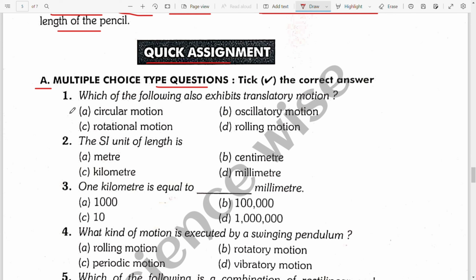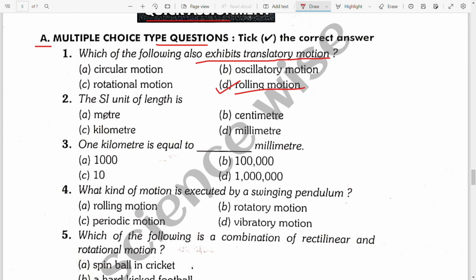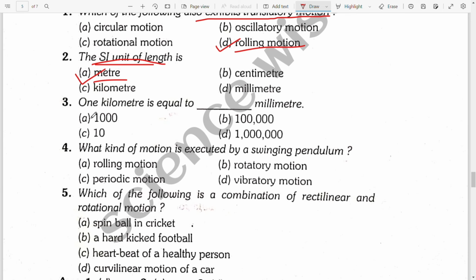Question number 1. Which of the following exhibit translatory motion? Correct answer is D. Rolling motion. Question 2: SI unit of length. You have to tell the SI unit of length. The correct answer is meter. Length is measured in meter in SI unit.